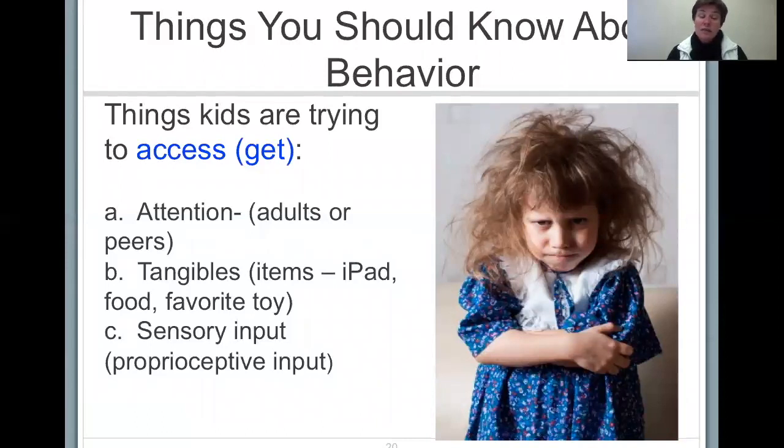Students may also try to access favorite items as well. We refer to these things or items as tangibles. Tangibles can range from an iPad to food to a favorite toy. And lastly, students may try to access sensory input. Examples of sensory input include wrapping a soft, fuzzy blanket around ourselves or chewing gum.